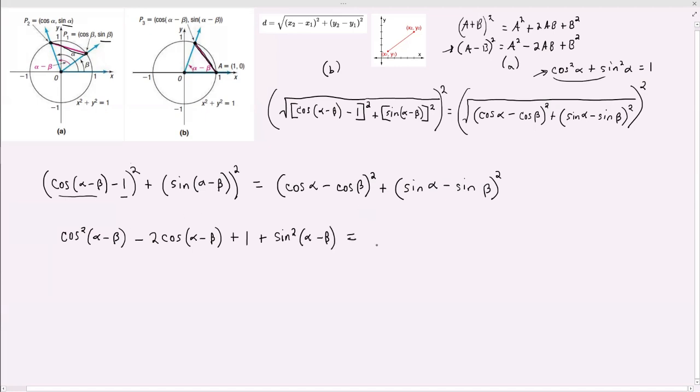Let's expand these guys out. So we're going to have cosine squared alpha minus twice cosine alpha cosine beta plus cosine squared beta. All right, this last one, sine squared alpha minus 2 sine alpha sine beta, then plus sine squared beta.